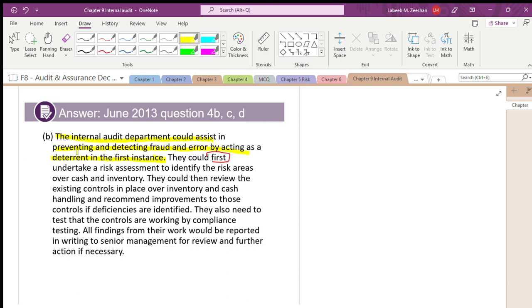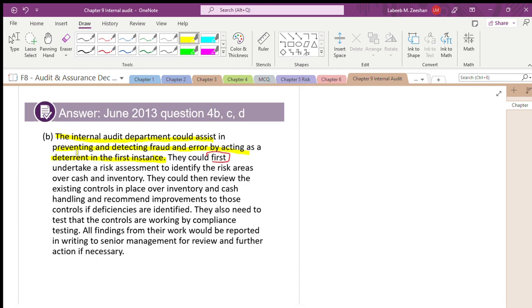Fine. Whenever you are writing the answer, write some basic introductory sentence like that. It means you should also tell them what the scenario of the answer is. They could first undertake risk assessment. They are not going directly to the inventory. They are not going directly to the cash.